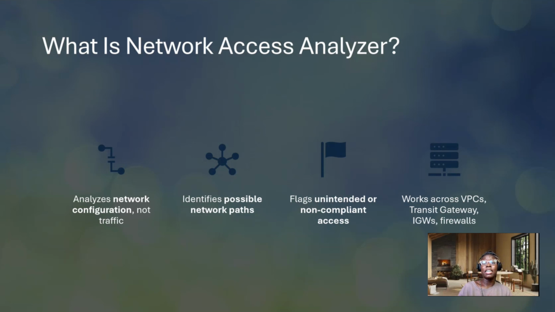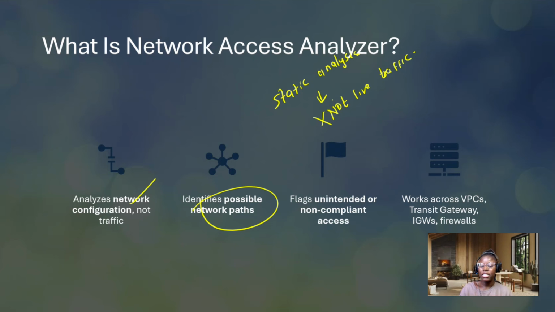What the Network Access Analyzer is really about is static analysis. Just to get that clear, static analysis is not about live traffic. It doesn't matter whether something has been accessed, only whether it could be. So we analyze our network configuration and possible network paths, and it's going to flag any unintended or non-compliant access that we have. And this can work across multiple of our networking services: the virtual private clouds, our transit gateway, our internet gateways, our firewalls, and so on.